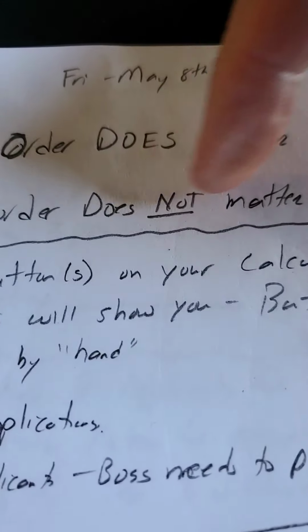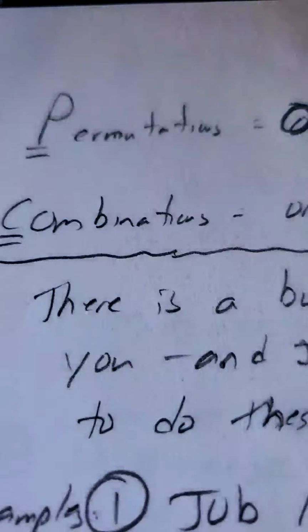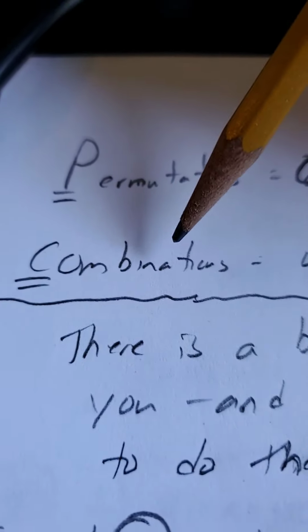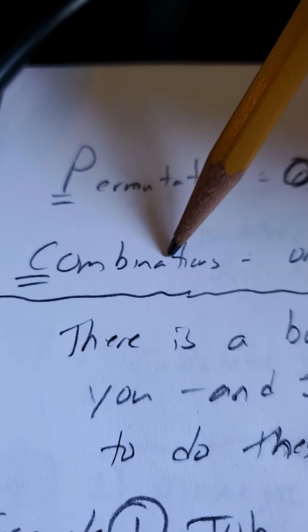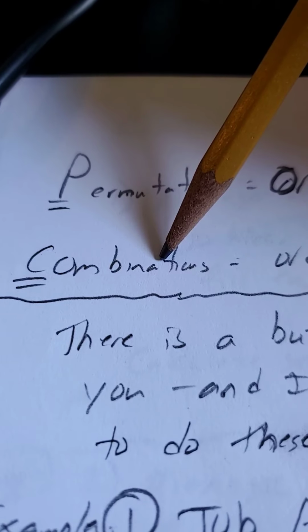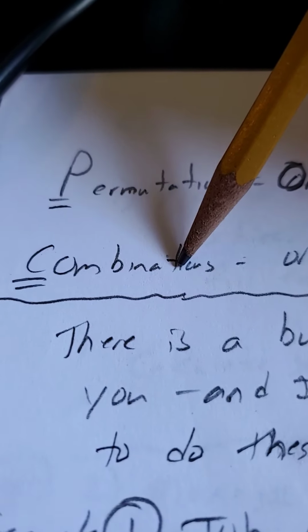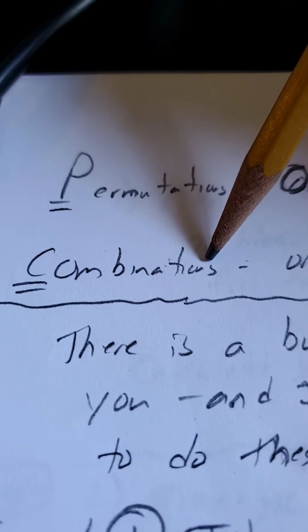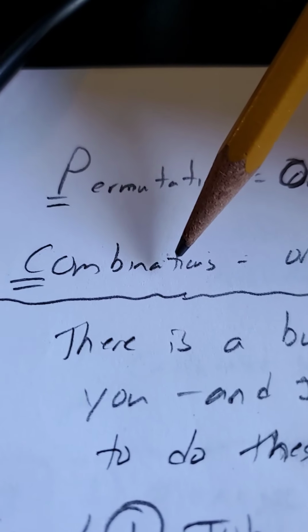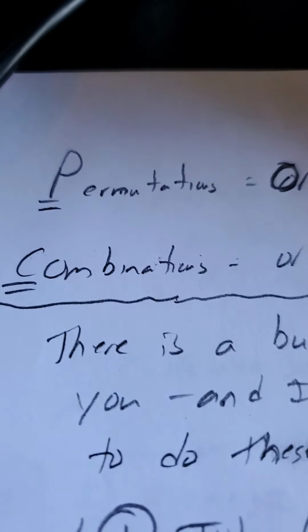Combinations are when order does not matter. Okay, so a combination would be, hey, I just want to pick 3 people. I don't care if I pick Blake first and then Wyatt and then Bryce, or if I pick Bryce, then Wyatt, then Blake. Okay, it doesn't matter what order I pick them in. I just want to pick 3 people.